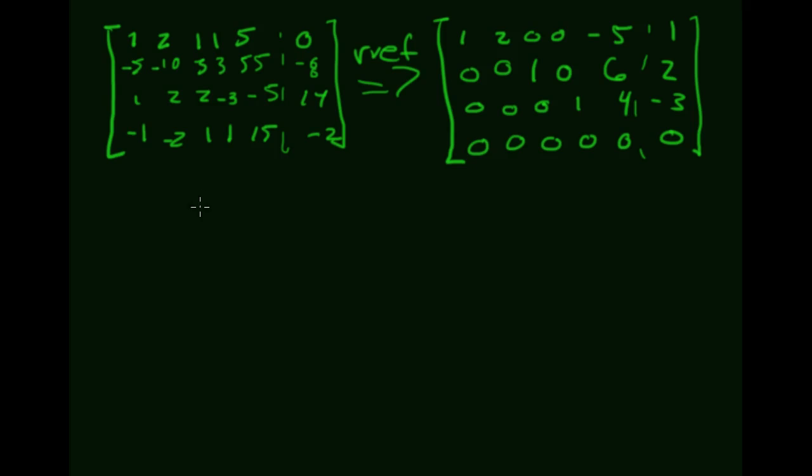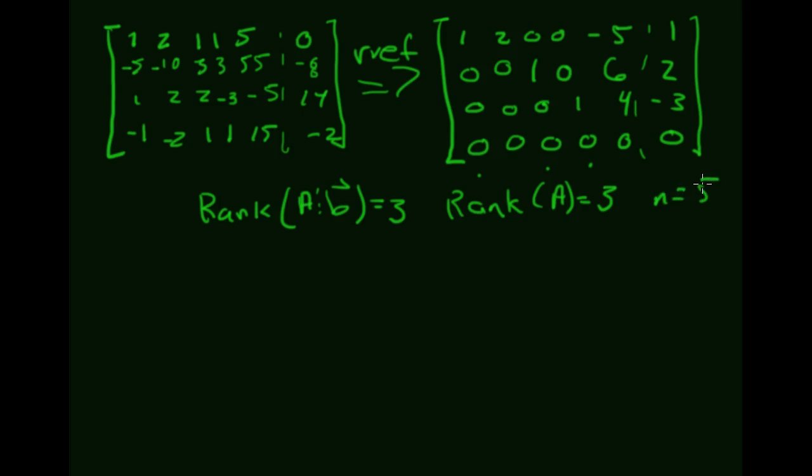Okay, so let's look at the rank here. The rank of A with B is, let's see, 1, 2, 3, right? The rank of A, all of those are not including the B, so that's going to be 3. And n here is 5. So 3 is equal to 3, which is less than 5. So we have infinitely many solutions.